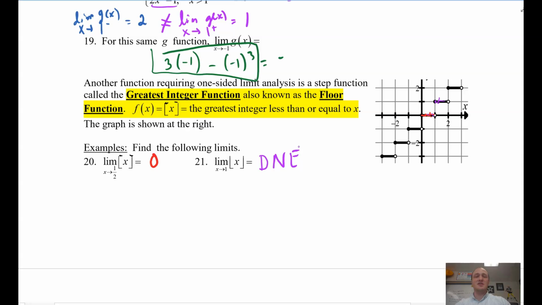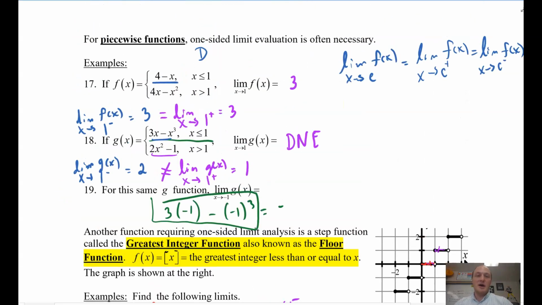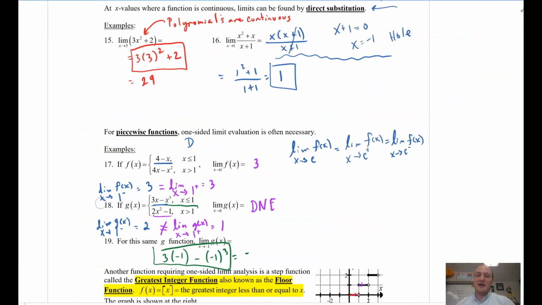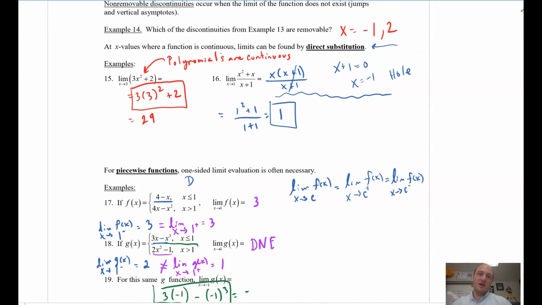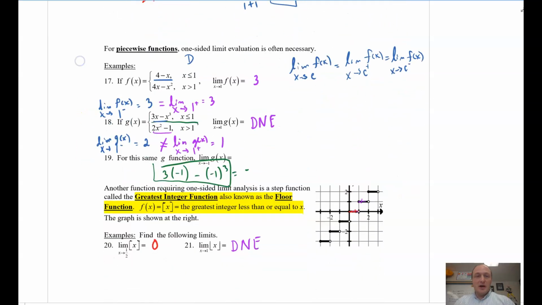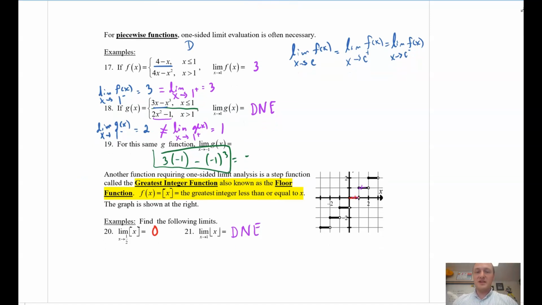All right, so in this video, we talked about calculating limits algebraically. And if you have a continuous function, you can evaluate via direct substitution. And then we talked about limits of piecewise functions, and setting those equal to each other.